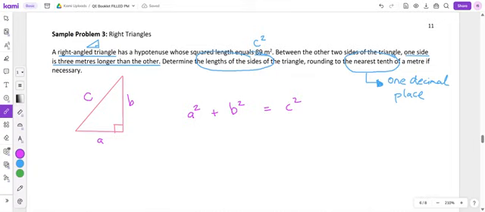Okay? Now, we know something about the hypotenuse. Is it correct to say that C equals 89? No, I can't. Read the question again. It says the hypotenuse whose squared length equals 89. So what that means is C squared is 89. And I could say, okay, C is the square root of 89, right? So that's a bit tricky.